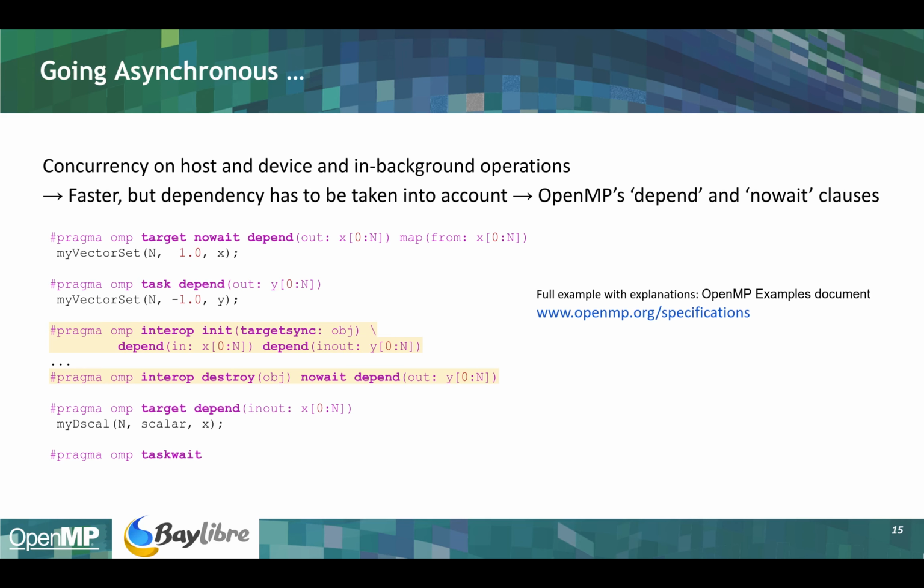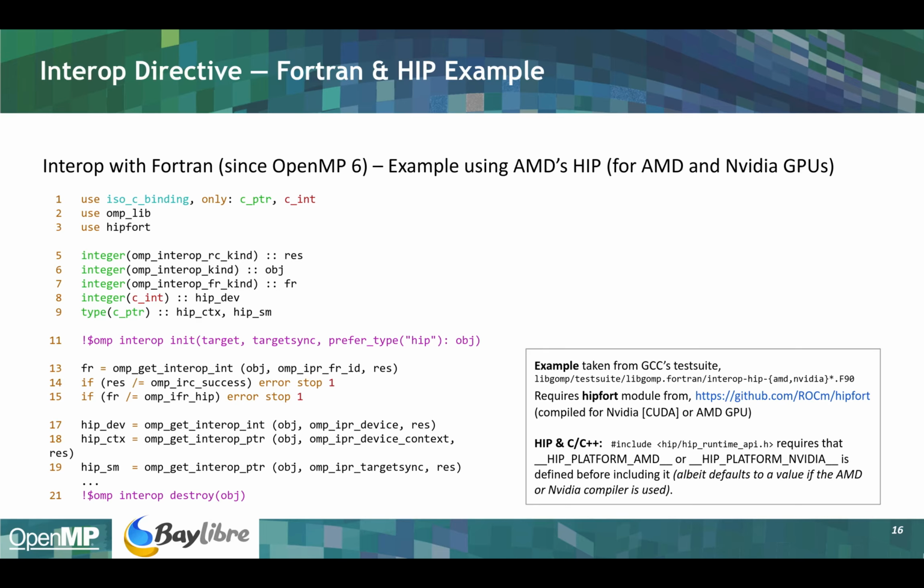That's it for C, C++, and CUDA. Let's have a HIP example in Fortran. Interop is also supported in Fortran since some time, but to become really useful, the API routines were needed, and they are new with OpenMP 6. It pretty much looks the same.